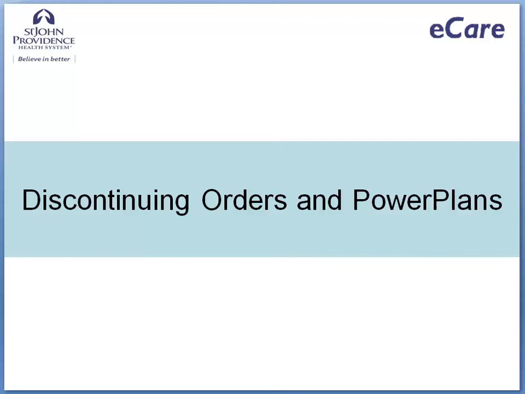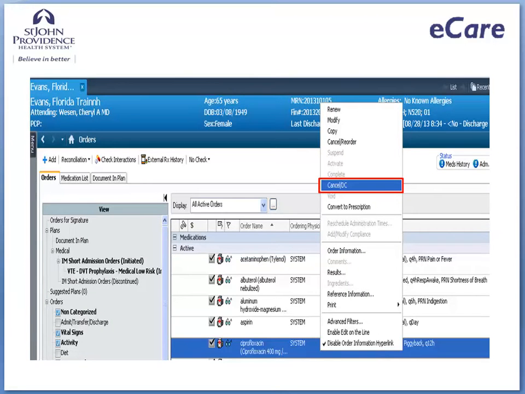Discontinuing orders and power plans. Your patient no longer needs Cipro and you want to discontinue it. Locate the order in the medication section of the order's profile, right-click on Cipro, and select Cancel/Discontinue from the menu.